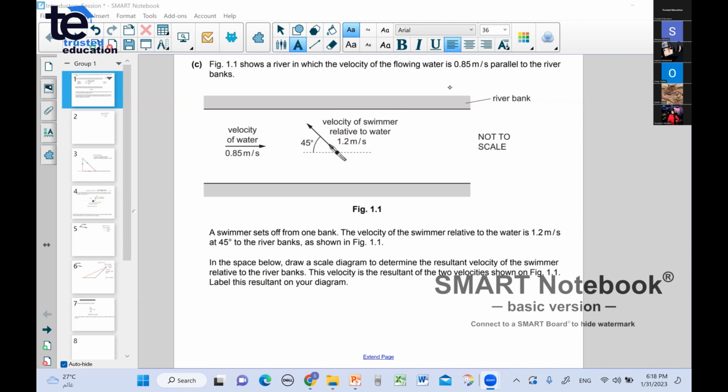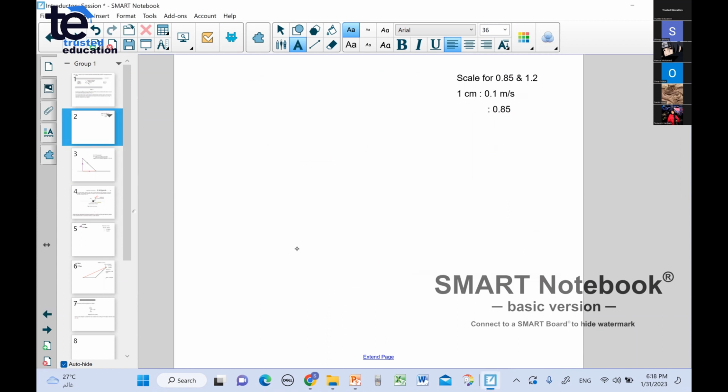Now, what about the other vector? You can clearly see the other vector is drawn, and it has a magnitude of 1.2 meter per second and an angle of 45 degrees with the horizontal. Now, I need to find the resultant. You will have a space here and you will be asked to use a scale to get the resultant vector of both vectors. Now, the first vector is 0.85 to the east.